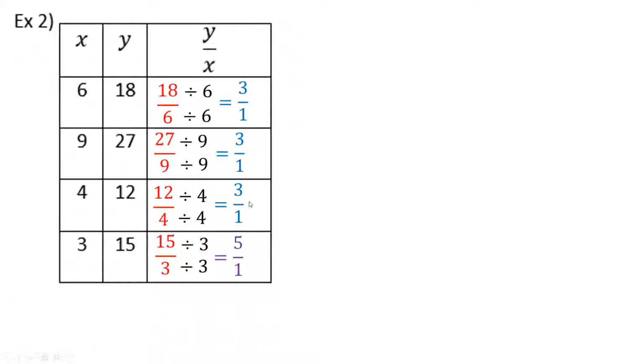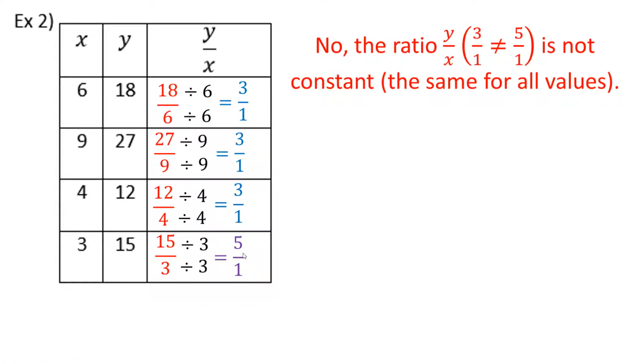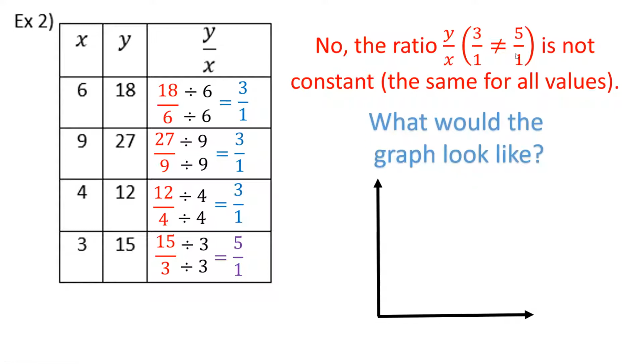So it was constant until the last coordinate. Therefore, it is not proportional because the ratio y over x is not constant. It is not a constant of proportionality because the values are not the same for all coordinates. So if you think about this, when we graphed in the last lesson, the graph would not be a straight line. So it might go through the origin if you connected here for this ordered pair, but then after we have 3, it's going to have a crooked part to the graph.